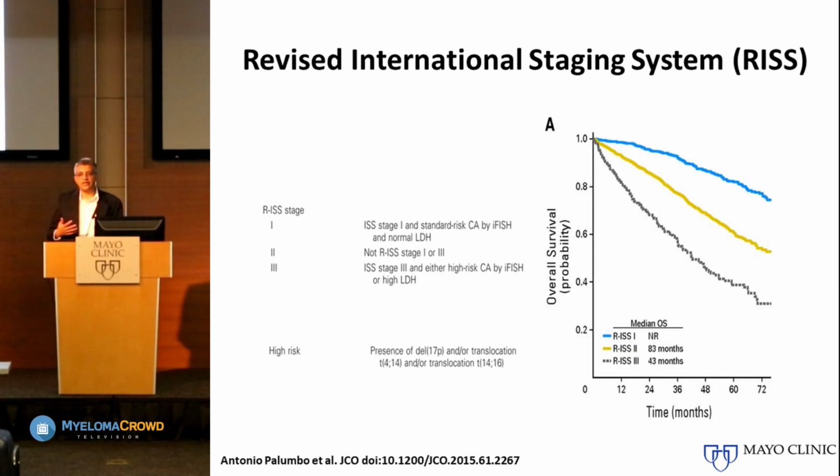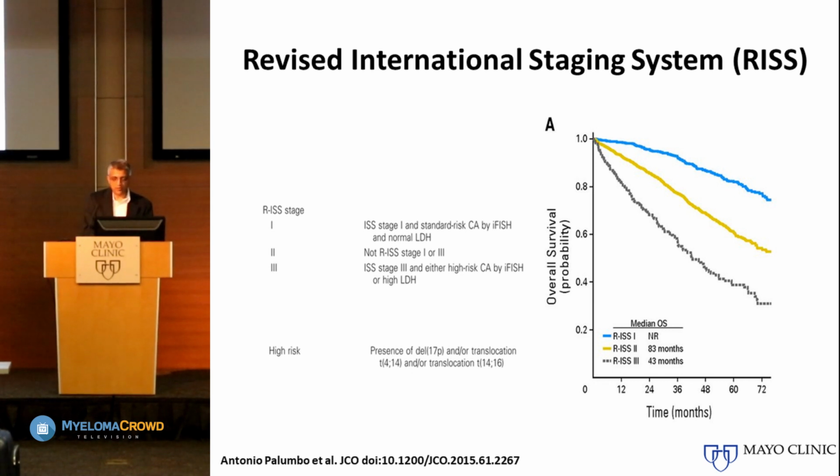So what has happened is that we took that simple ISS staging system and combined that with these high-risk genetic abnormalities and came up with a new classification called the Revised International Staging System. So the 2 simple blood tests we talked about, another blood test called LDH, and then this FISH testing in the bone marrow. So 3 blood tests and a bone marrow test will give you a good sense of how a person's myeloma is going to behave going forward.